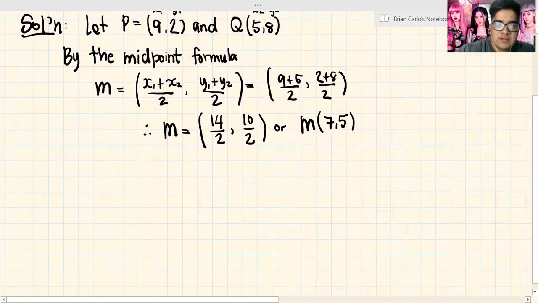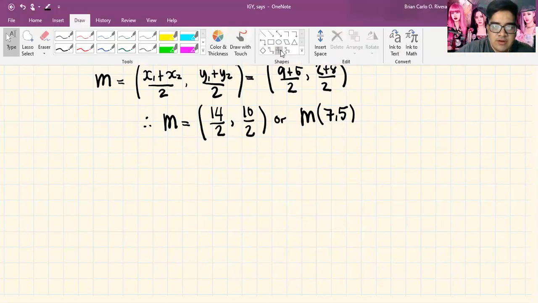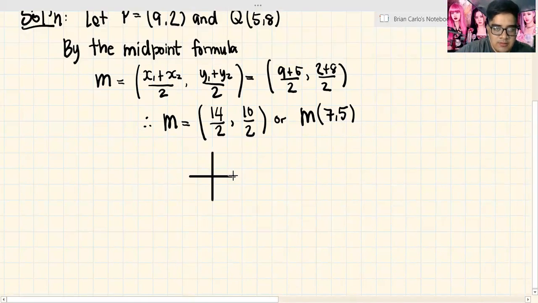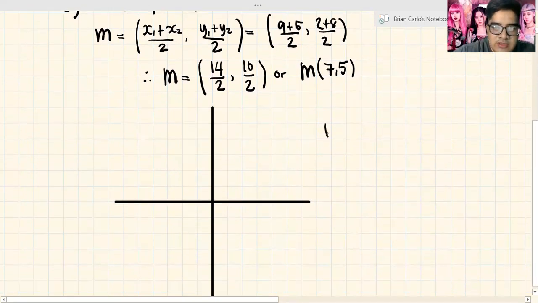And if we're asked if we can draw it, of course we can. Ngayon, magdodrawing tayo ng Cartesian plane. We're gonna draw a Cartesian plane. Okay, medyo baba natin yung screen right here. So, ano mga points sinabi sa atin? Yung points natin involved is P is (9, 2), yung Q is (5, 8), and the midpoint is (7, 5).